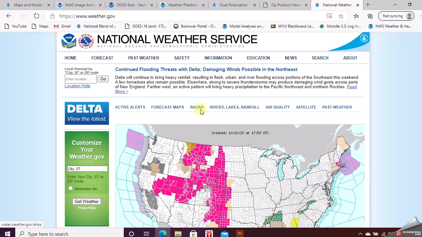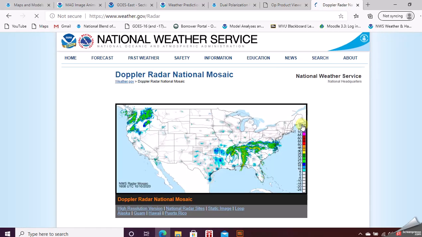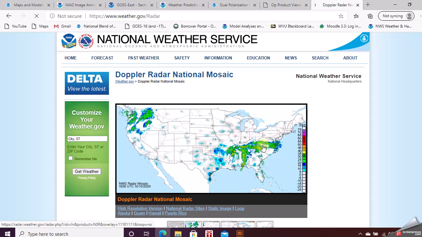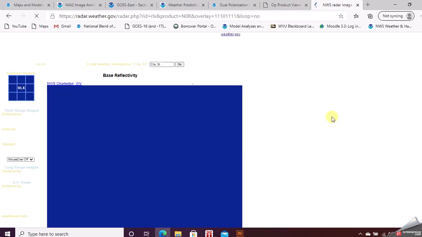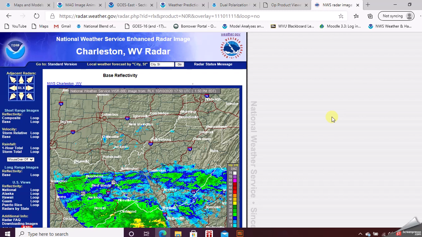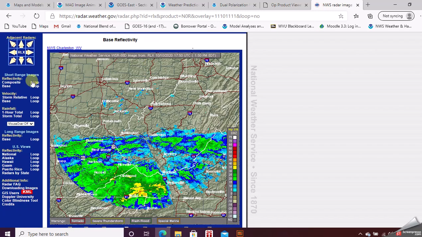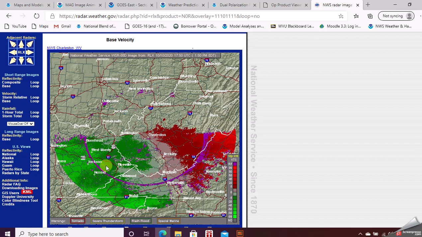you'll see lots and lots of areas of precipitation. Let's look in here a little bit closer, just at one. And this is a basic reflectivity image. Now, if I wanted to look at velocity, we have a base velocity image. Now, Doppler radar says I can see it.